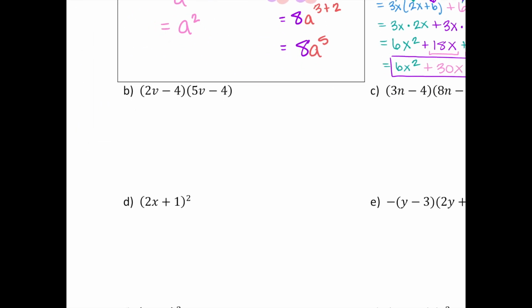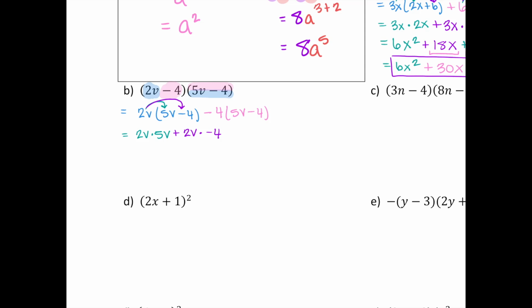All right, next example. So again, this 2v has to be multiplied by everything in that second set of parentheses. So the 2v is being multiplied by the 5v minus 4. And then this negative 4 also has to be multiplied by everything in that second set of parentheses. So the negative 4 is being multiplied by 5v minus 4. And now we distribute through, so 2v times 5v, and it's a positive 2v times negative 4, and then negative 4 times 5v, and negative 4 times negative 4.